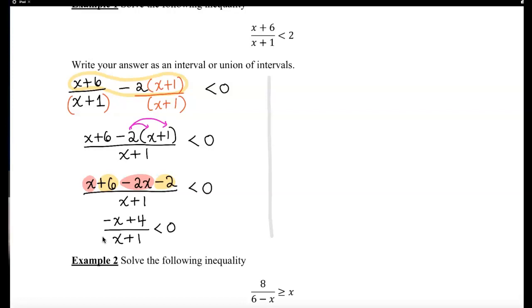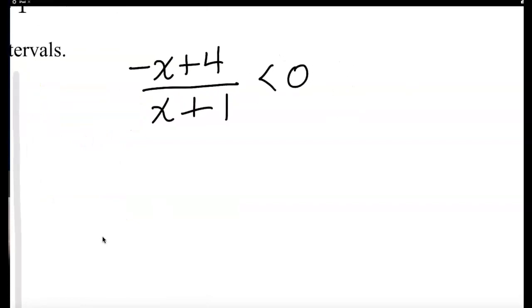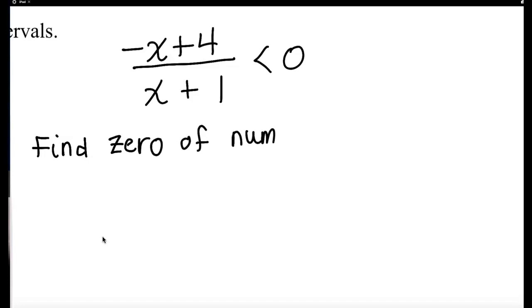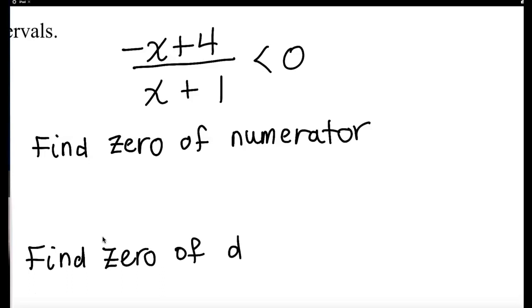So far we have it in the form of negative x plus 4 over x plus 1 is less than 0. To solve this rational inequality, what you will need to do is find the zeros, okay? Find the zeros of the numerator and of the denominator, okay? So let me go ahead and write that down for you, okay? Find 0 of numerator and find 0 of denominator.